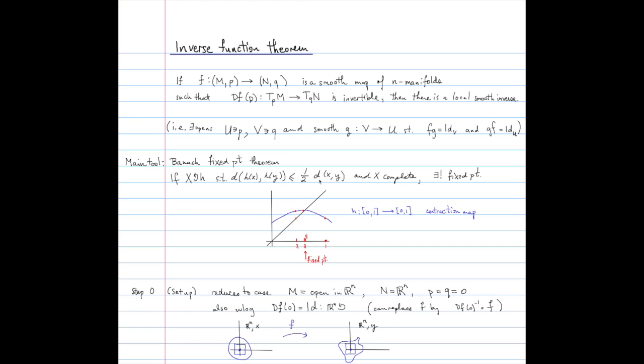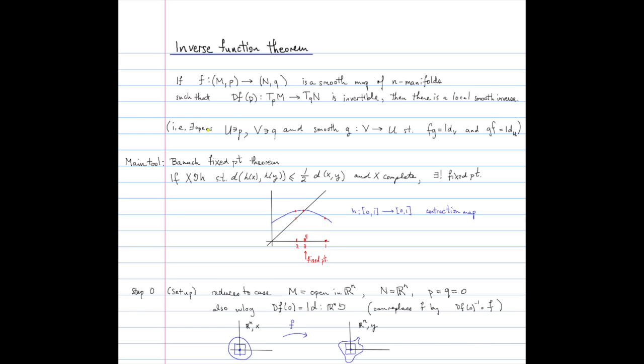Okay, hi everyone. I'm making this screencast in order to explain the inverse function theorem, which is the most important and first local classification result for smooth maps. It says that if we have a smooth map F from M to N, sending the point P to Q, and if this is a smooth map between n-dimensional manifolds, so manifolds of the same dimension, and if we know that the derivative at P is invertible, then there's a local smooth inverse.